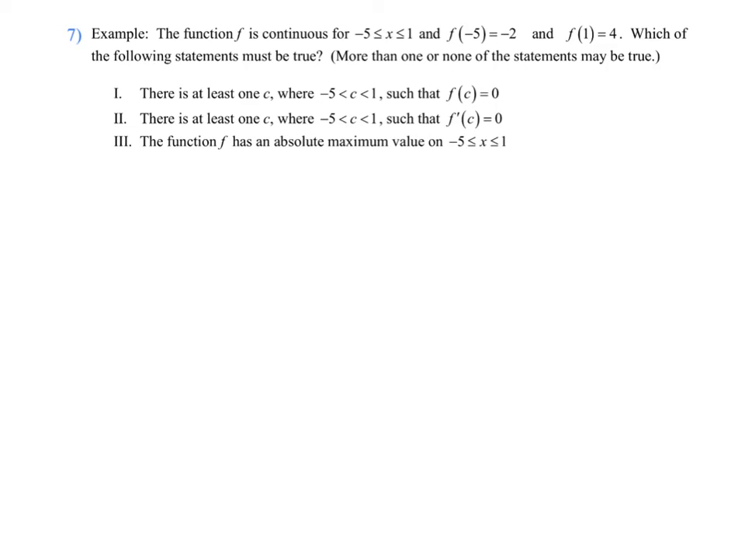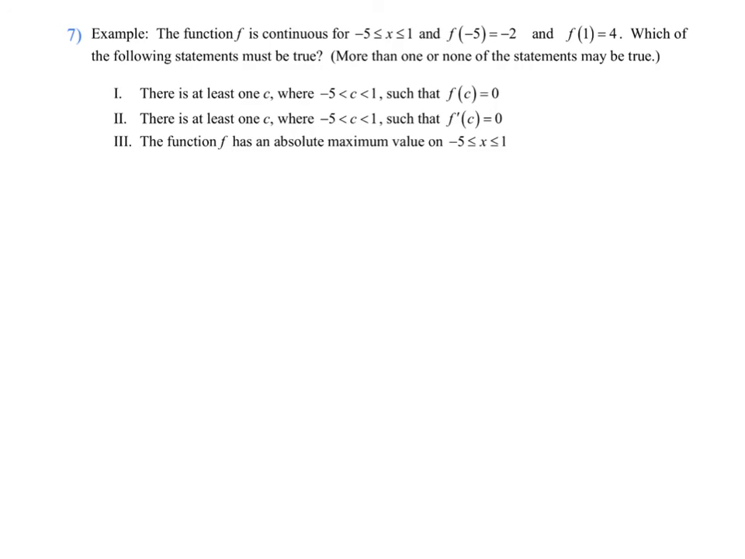Okay, last example we're going to do. The function f is continuous from negative 5 to 1, and f of negative 5 is negative 2, and f of 1 is 4. Which of the following statements must be true? More than one or none could be true. Okay, these are very popular questions on the AP exam where they give you these choices and you have to figure it out. And oftentimes it's using either the intermediate value theorem or the mean value theorem.